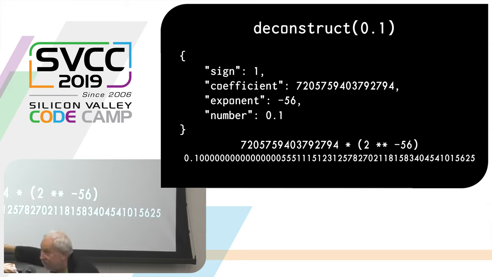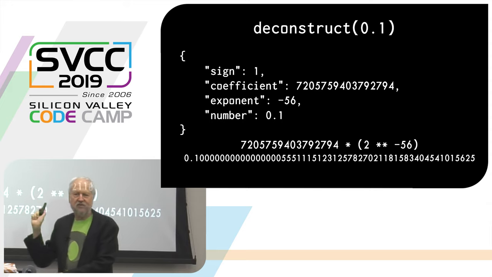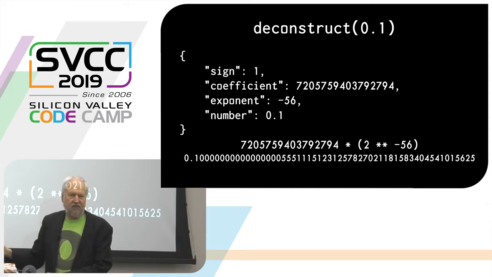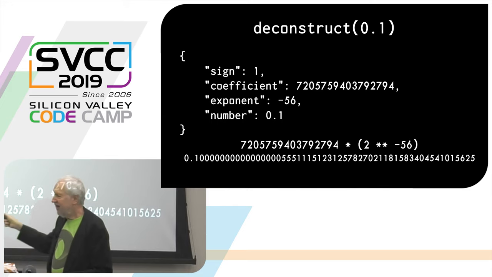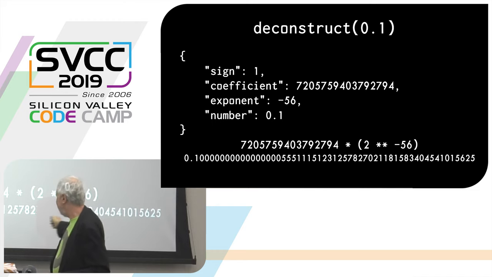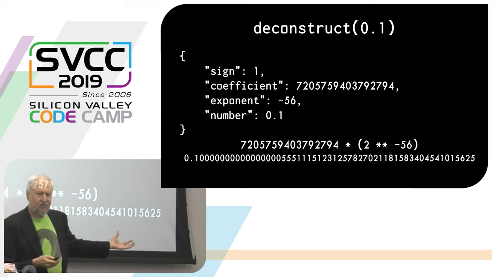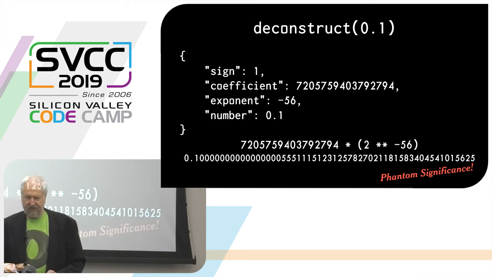I want to get out of the way. It's a really big number, or there's a lot of digits in it. And JavaScript doesn't think it's approximately that. JavaScript thinks it is exactly that. So when you type 0.1 into your program, JavaScript goes, okay, chief, I know exactly what you mean. You want this, okay? And so you see all these digits back there, but there are no bits there standing for those digits. What we're seeing is phantom significance.